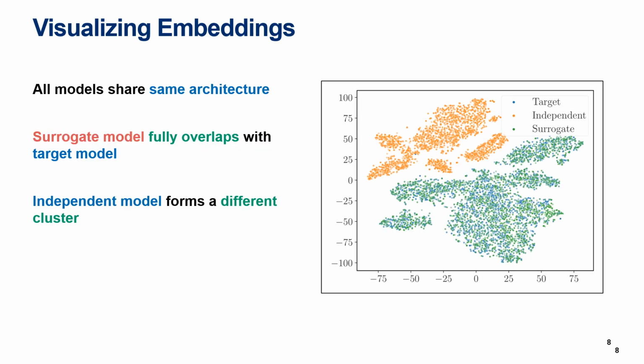Thus, we run a preliminary experiment in which we train many different target models as well as independent models, which are exactly the same as the target model but trained independently with a different random seed, as well as some surrogate models. We find that when we visualize the embeddings using a TSNE visualization, the embeddings of the surrogate model fully overlap with the target model while the independent model forms a different cluster.